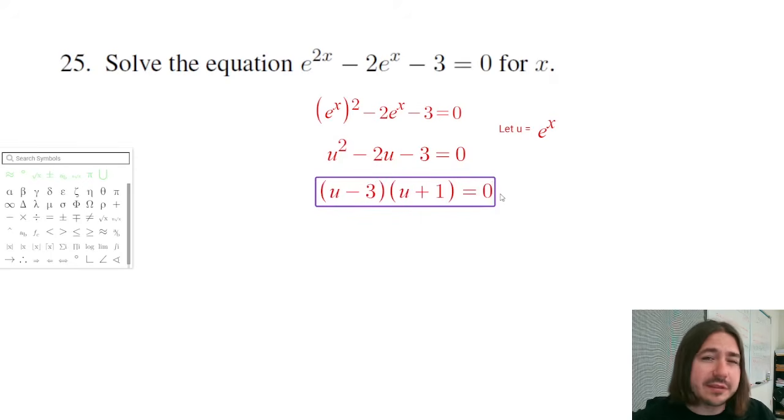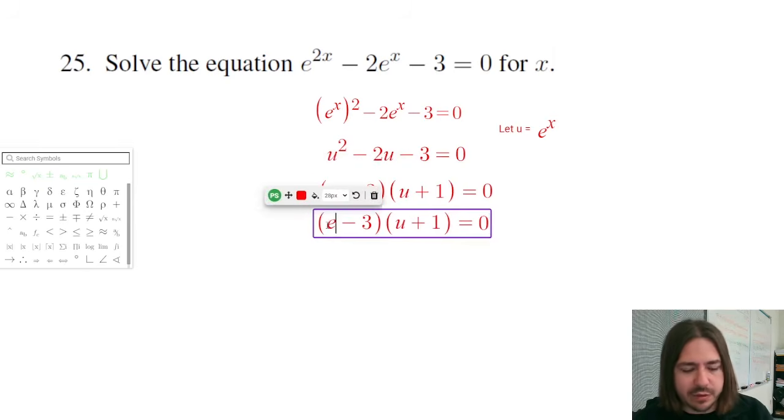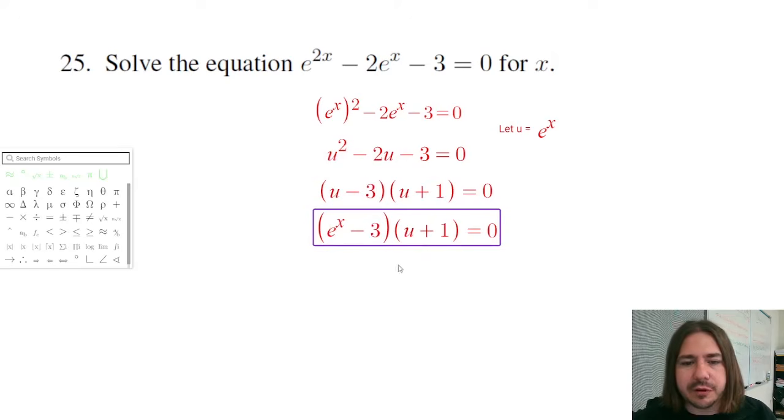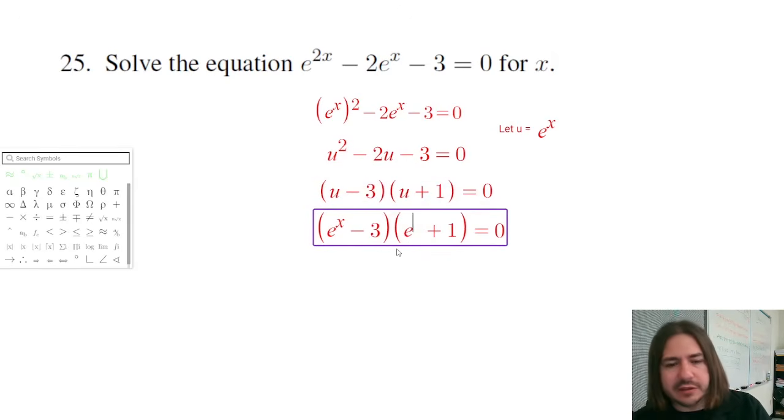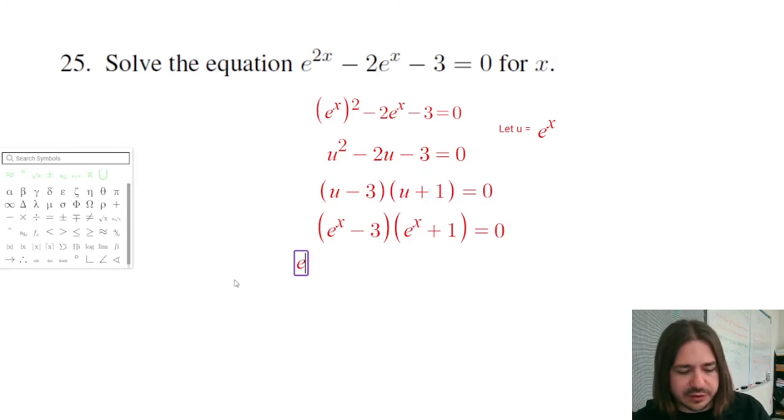Now at this point, since I've already done the factoring, I'm safe to go back and replace that u with e to the x, because from here on out, all I'm going to do is use that zero product property to set each one of these factors equal to 0, and I'm going to solve each one of these independently.